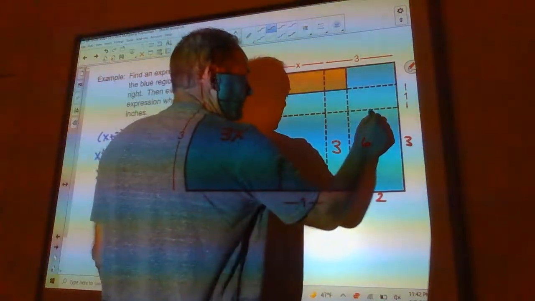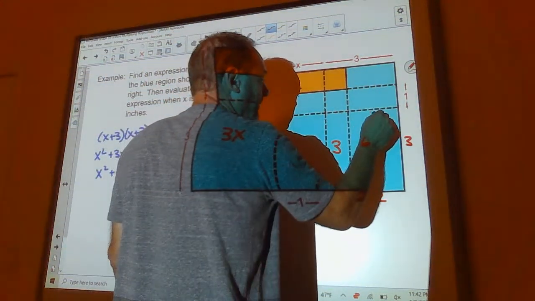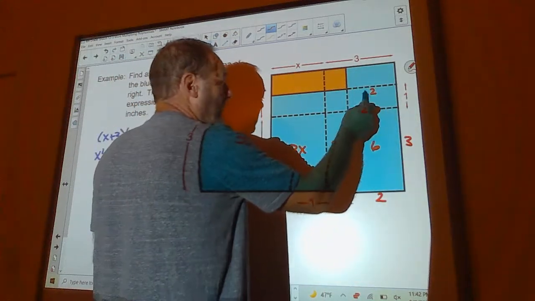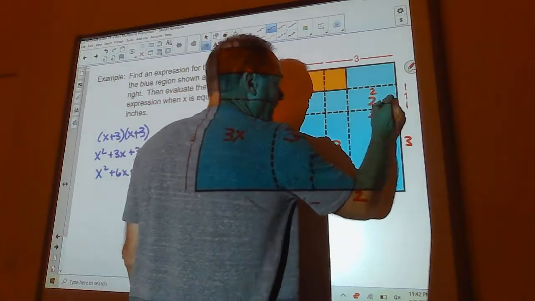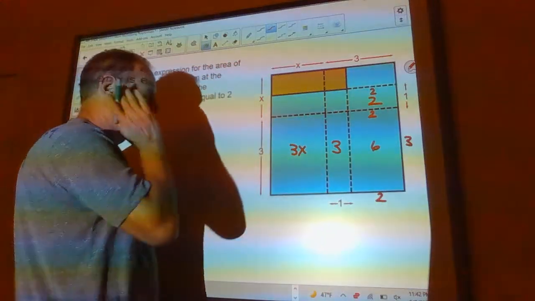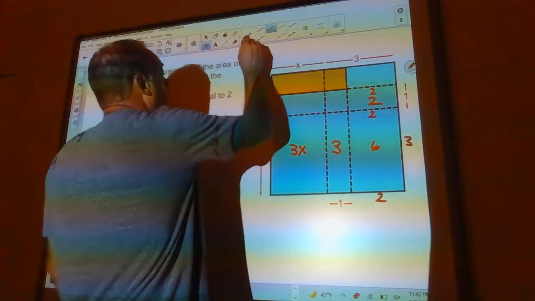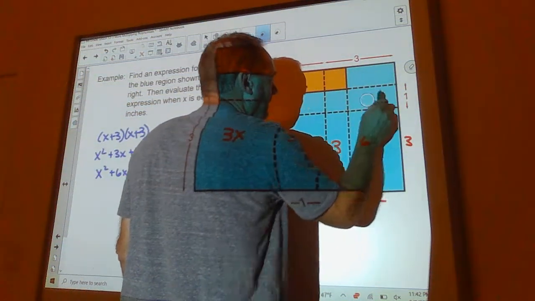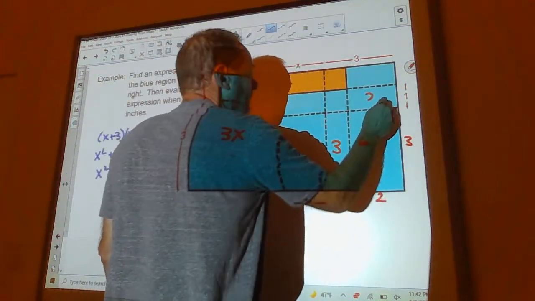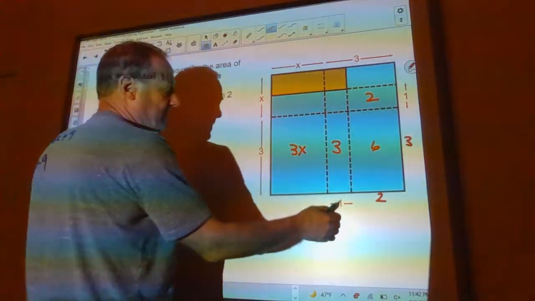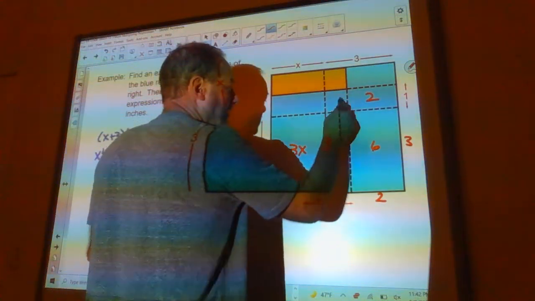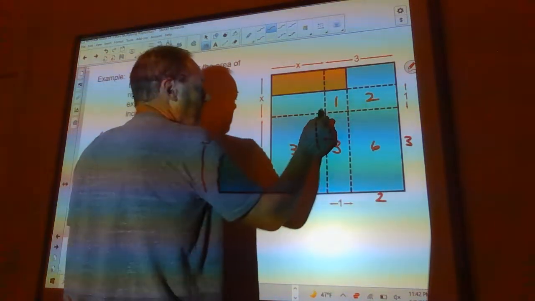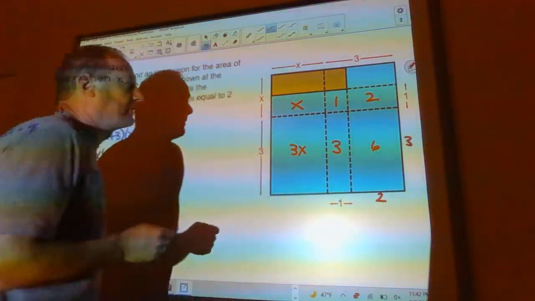Now, since this is 2, this is also 2, all the way up here, 2 and 2. So this is 2 by 1 right here, so this area is 2. And I don't like having that right there, so we're just going to put the 2 right there like this. Now, this is 1 by 1, so this is an area of 1. And this is 1 by x, so this area is x.